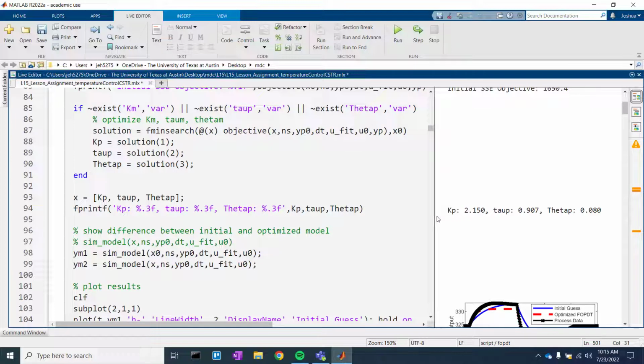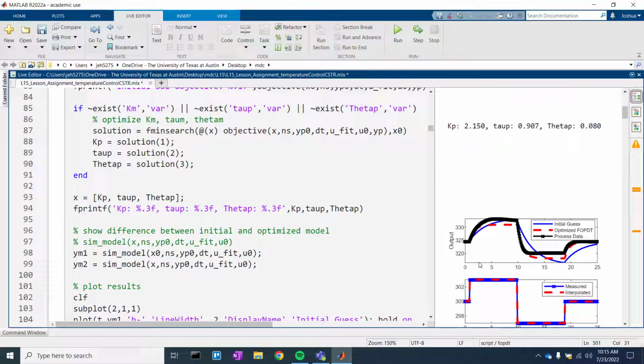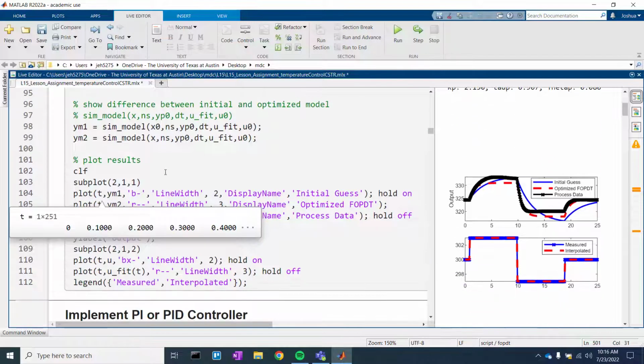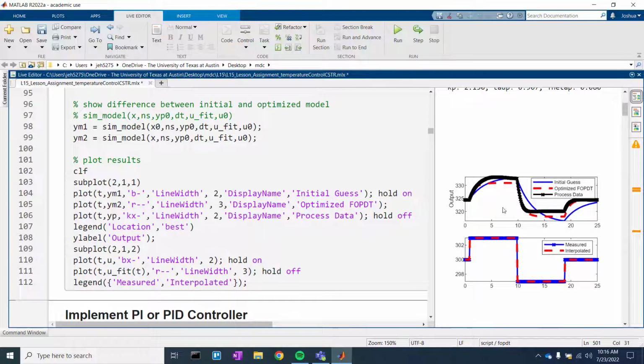We go ahead, we get a process gain of about 2.15, and that's in units of change in temperature internally versus change in temperature externally. So change in temperature within the reactor based on change in temperature of our cooling jacket. We also have our process time constant, which is about 0.9, and our dead time, which is about 0.08. And we compare those model functions here within this graph.